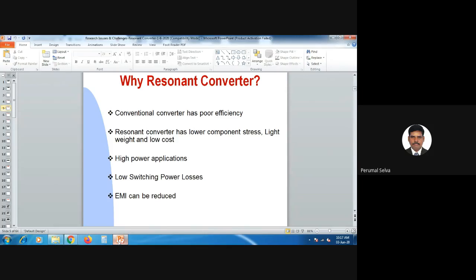High switching losses, reduced reliability, electromagnetic interference, and acoustic noise at high frequencies.